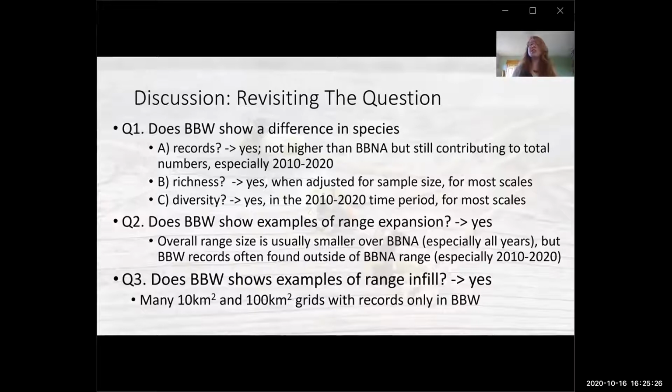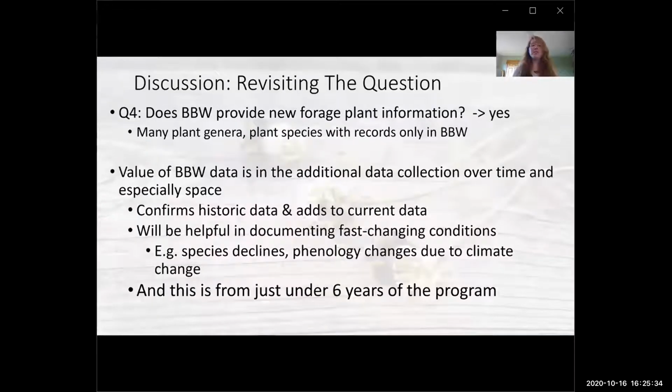In terms of range infilling, so new locations of species, again, there are many 10 kilometer and 100 kilometer square grids that are unique to Bumblebee Watch alone. And yes, again, new plant information. We have frequently been finding quite a few new plant genera only due to Bumblebee Watch. So I think the value of Bumblebee Watch is in this additional data collection over time and especially space. It's able to confirm the historic locations of species and plant information and add to our current data.